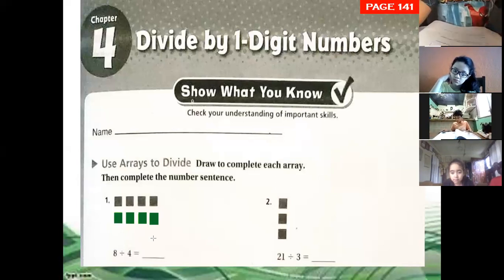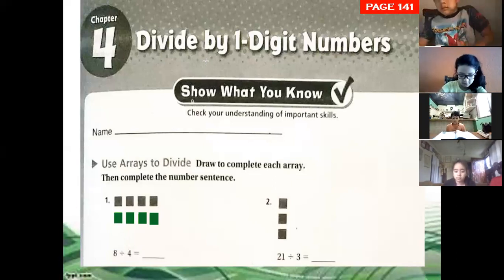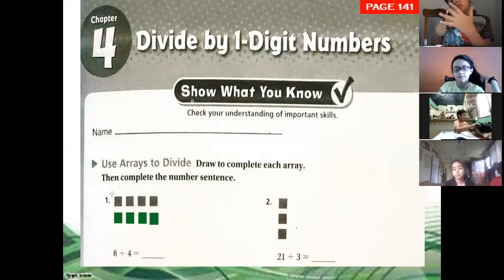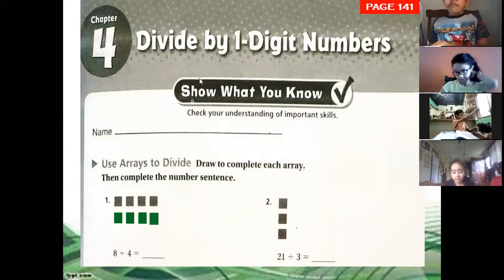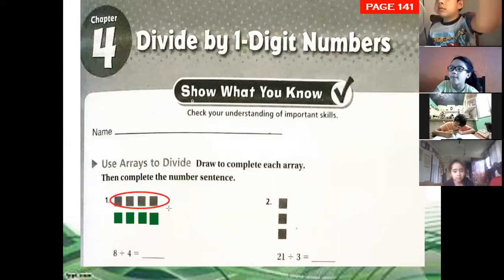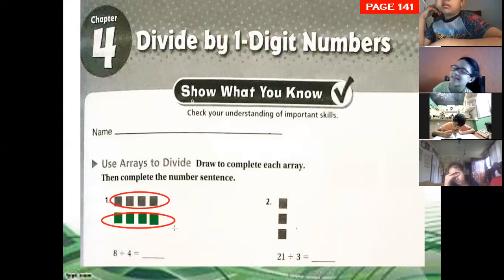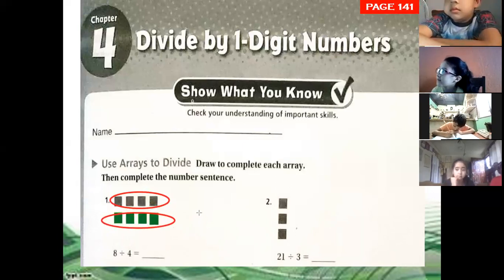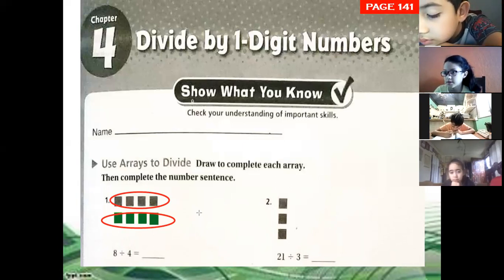Now that we have 8, we are going to divide them into 4 equal groups. 4 equal groups. What happens if I make a group like this? How can I make this group? 1 group and 2 groups. What do you think?